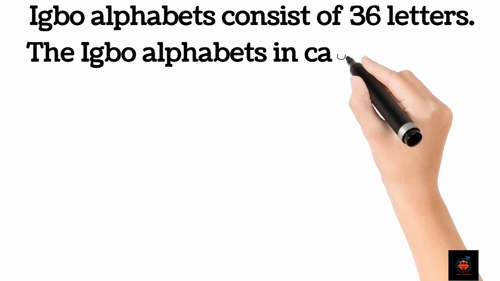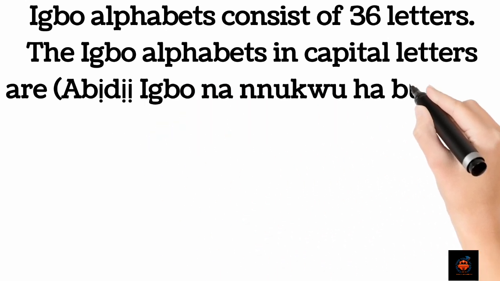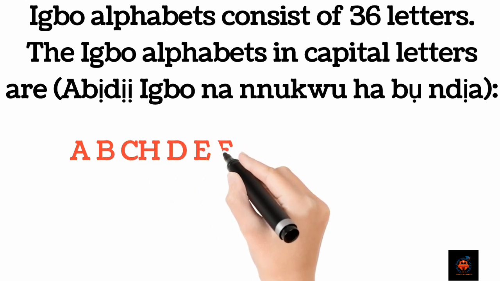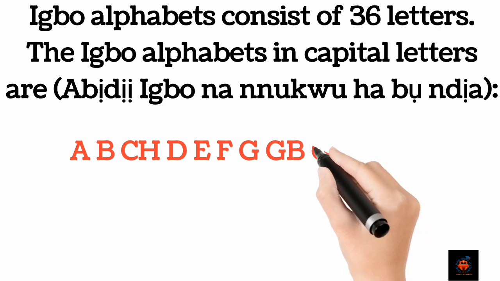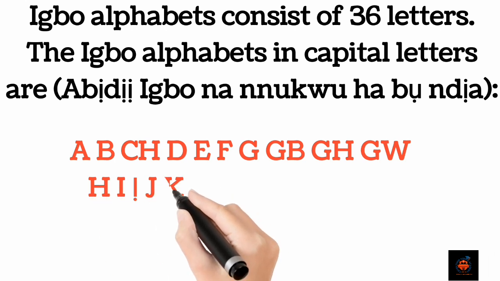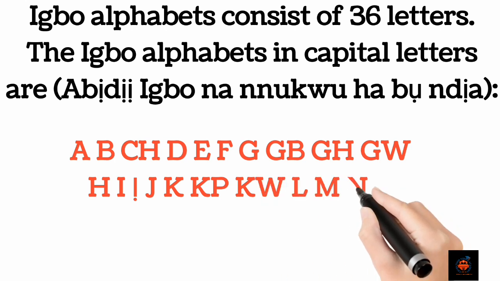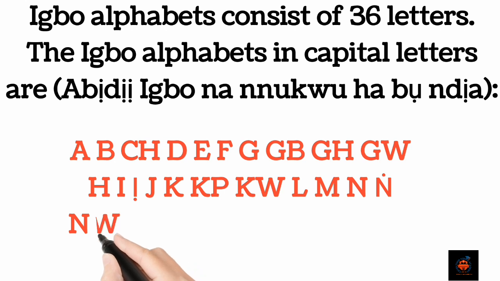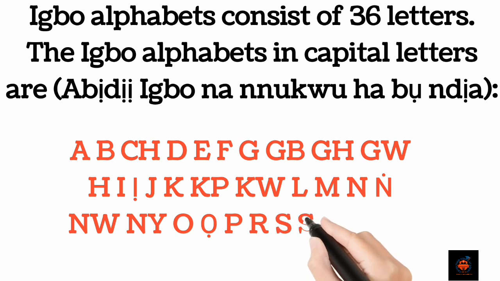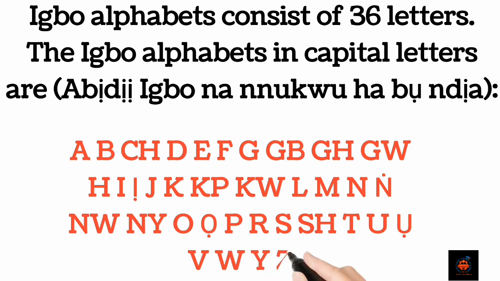The Igbo alphabets in capital letters are, Abịdịị Igbo na nnukwu ha bụ ndị a: A, B, Ch, D, E, F, G, Gb, H, Gw, H, I, J, K, P, Q, L, M, N, Ñ, O, P, R, S, Š, T, U, O, V, W, Y, Z.